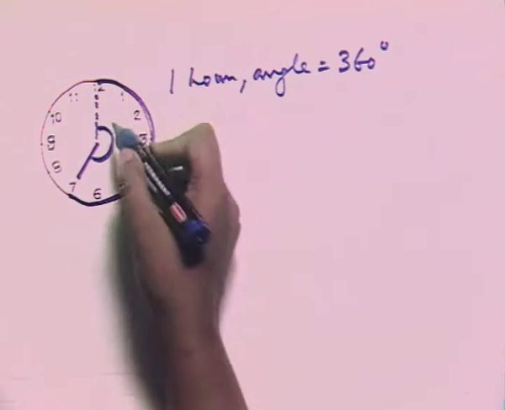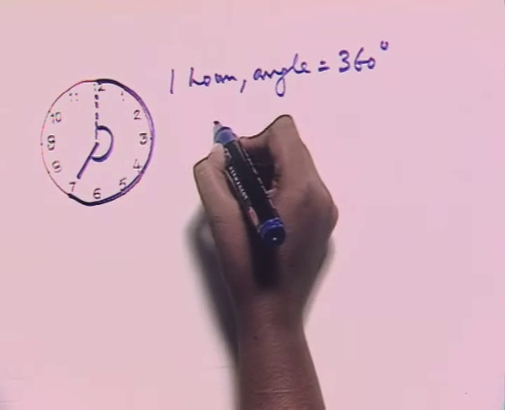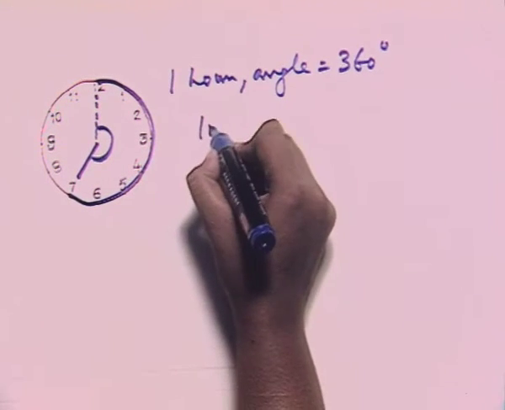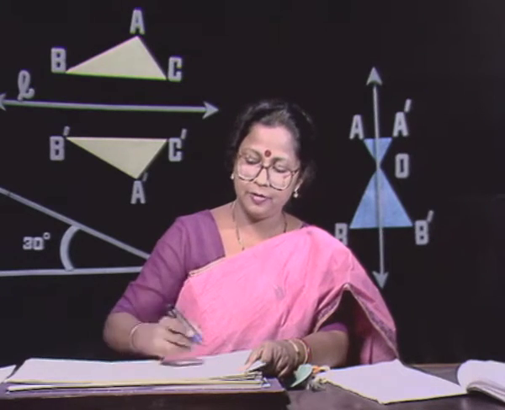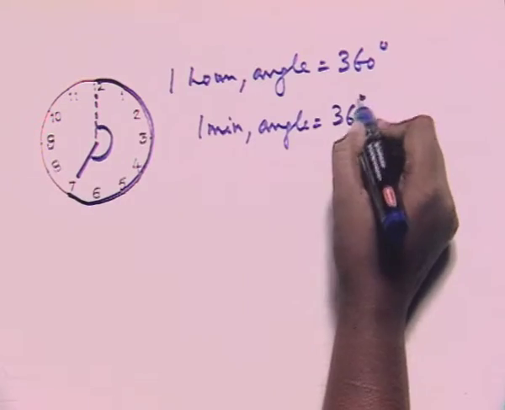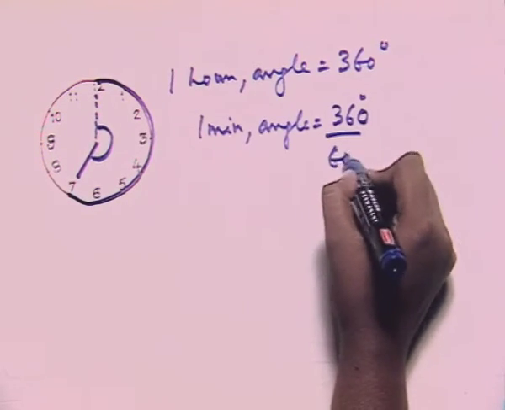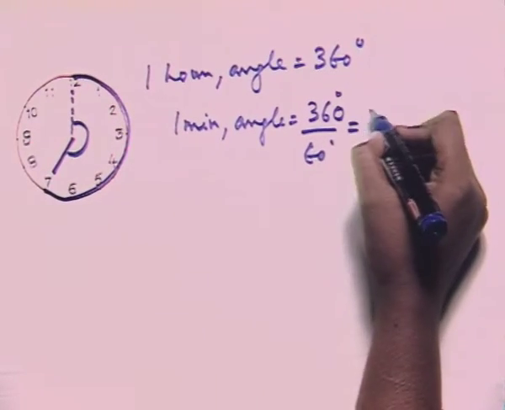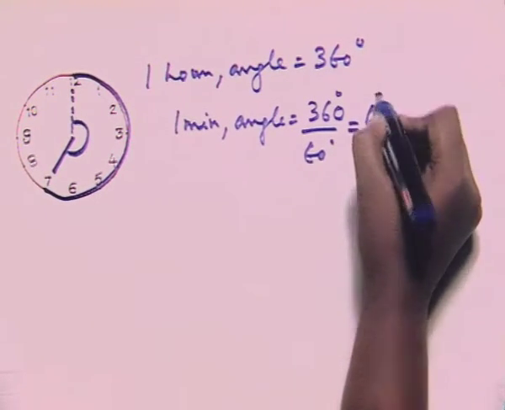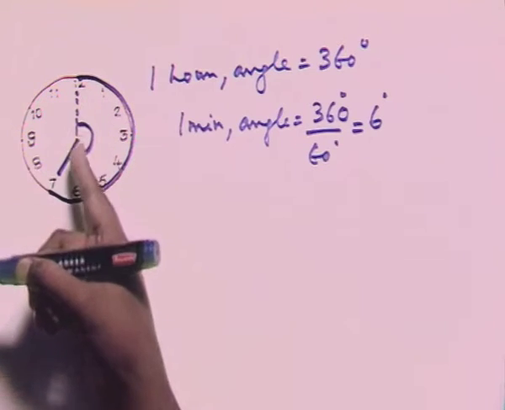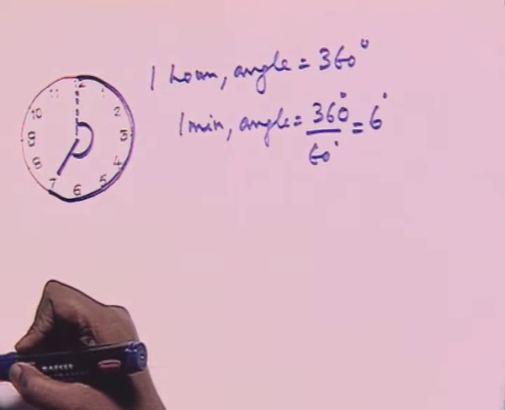So, what will be the angle made by this minute hand in 1 minute? In 1 minute the angle made by this minute hand will be 360 degree upon 60, that is equal to 6 degree. So, in 1 minute the minute hand moves an angle of 6 degree.